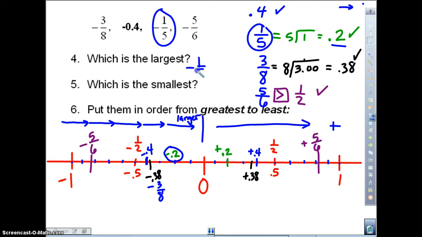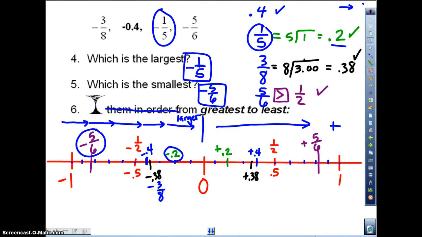-1/5. That's your largest. Okay, now which one's your smallest? Well, if you start to the left and go right and your negatives get bigger and bigger going this way, then they get smaller and smaller going this way. So your smallest negative fraction is this one, -5/6. Okay, almost done with this one.